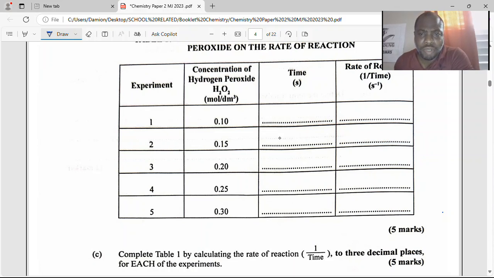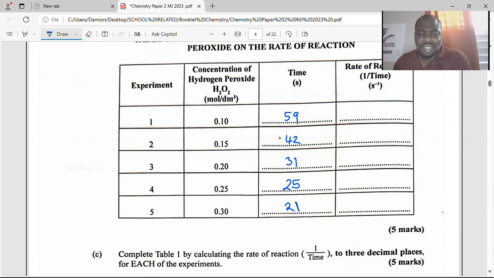Now, the experiment, what was the time in seconds for the first one? Could you remind me? 59. So 59. The second experiment, 42. Third, 31. Fourth, 25. Fifth, 21.